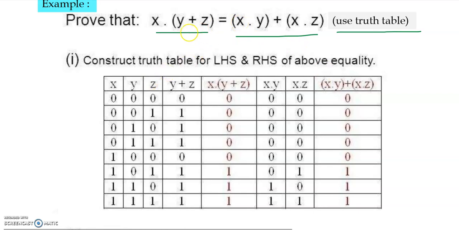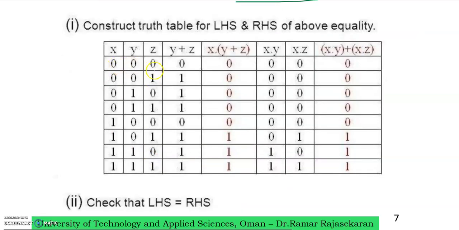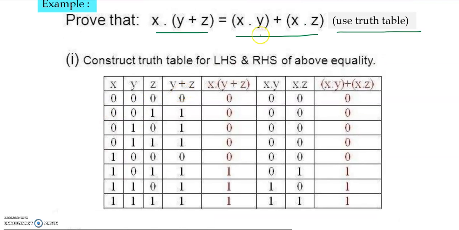Now here you see how many variables: x, y, z, 3 variables, so I can list 8 different 3-tuples. That's what is here, 1 2 3 4 5 6 7 8. Now you see here in LHS, x multiply (y plus z). So first you have to find y plus z. Yes, that's what we are doing. Then x multiply, so this and this you multiply. Then you list all the possible values.